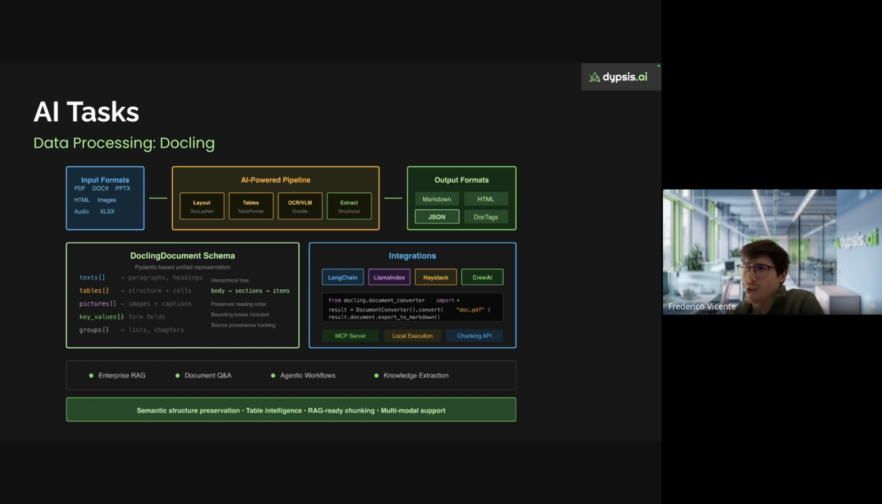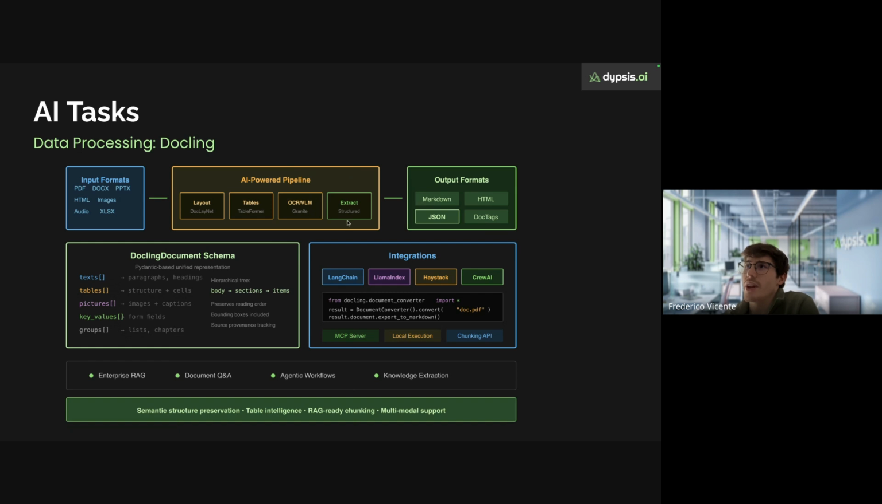And they integrate with a lot of other tooling, such as LangChain. You also have MCP server integrations. And this is great for a lot of tasks. I have listed here some of the tasks it is normally used for: creating retrieval and general assistance tasks where you might want to ask questions about these documents, agentic workflows, and even just knowledge extraction.